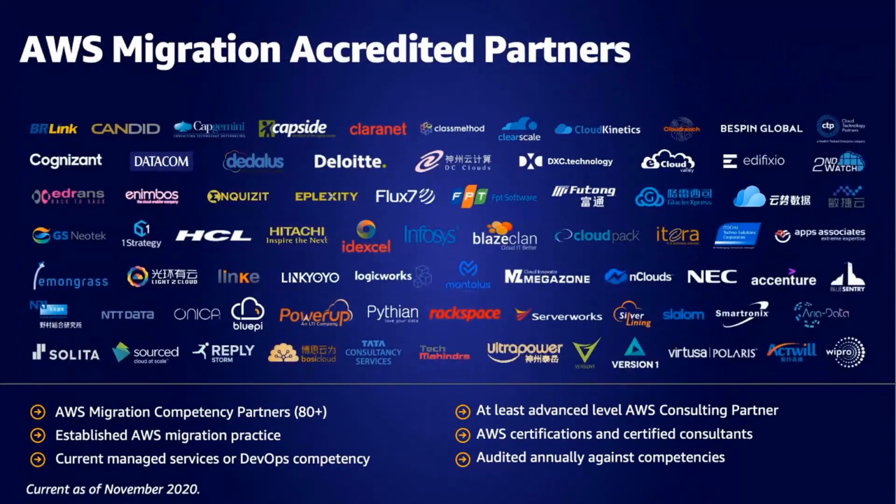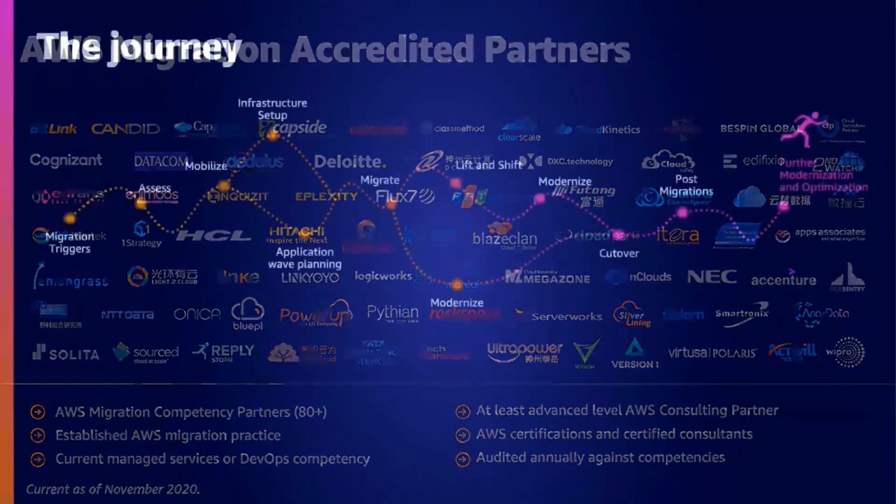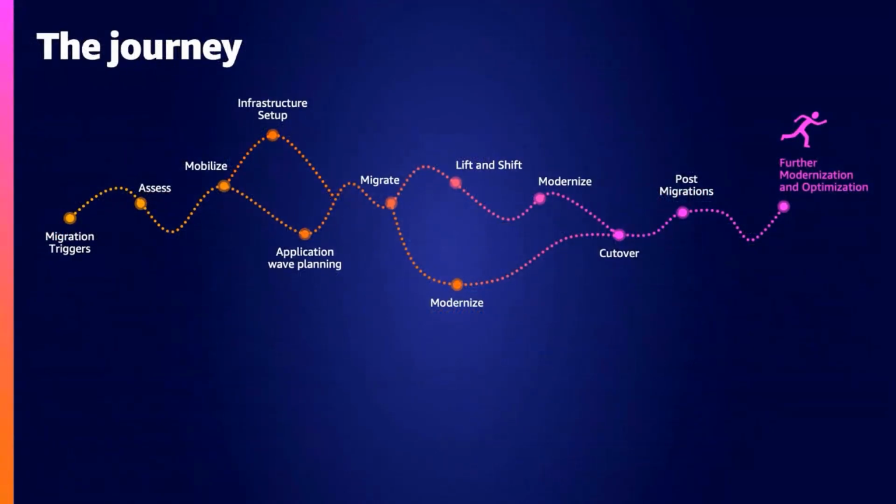So remember, again, you're not alone in this journey. We do have 80 plus migration competency partners that we have established migration practices with. These are AWS certified consultants that you can leverage for your migrations. We also make sure that these consultants are audited annually against their competencies to provide you with the best experience. All right, so finally we reached the end of the migration journey. Now that you're in the cloud, there is always room for more optimization, modernization, and innovation with cloud native services.